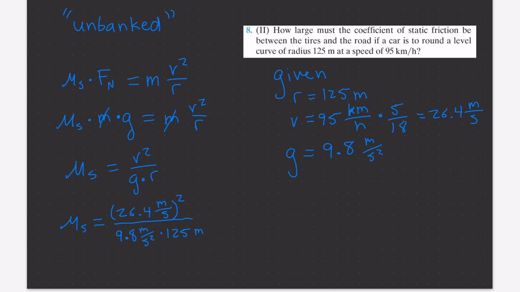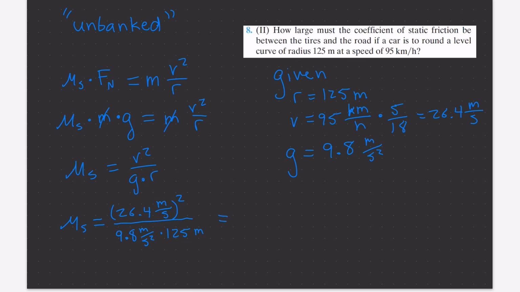It's just a coefficient after all. So what I'm going to do is pop this into the calculator. I'm going to take that 26.4 and square it. That's going to give me about 696.4, something around there, meters squared per second squared. Then I'm going to divide it by 125 and divide again by 9.8. That's going to leave me with that coefficient that I'm looking for.